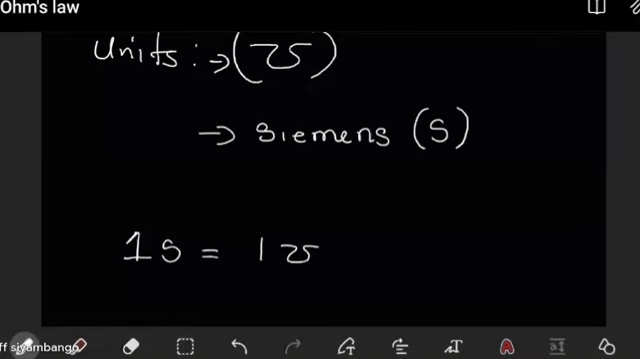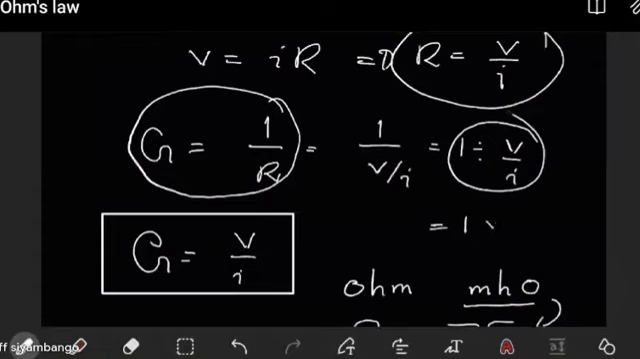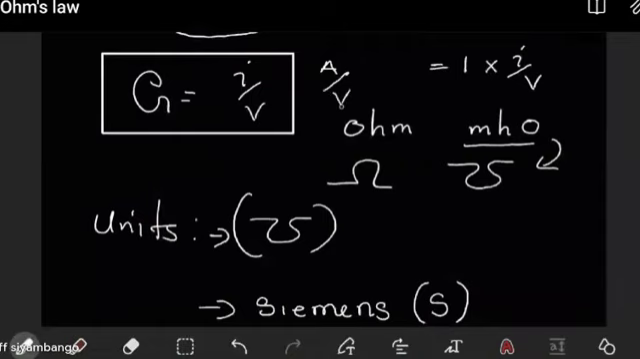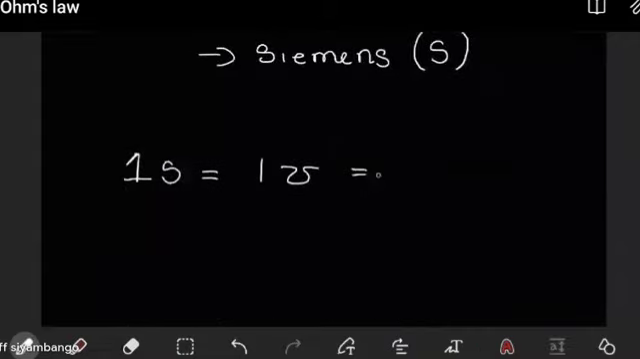Sorry, I wrote V over I here. When this is simplified, this becomes 1 multiplying I over V. So this is not V over I, it is instead I over V. Notice that resistance was the one which is V over I. Conductance will be I over V. So from here, I over V, I will have the amp, V will have the volt, so that we end up with amp per volt, 1 amp per volt.